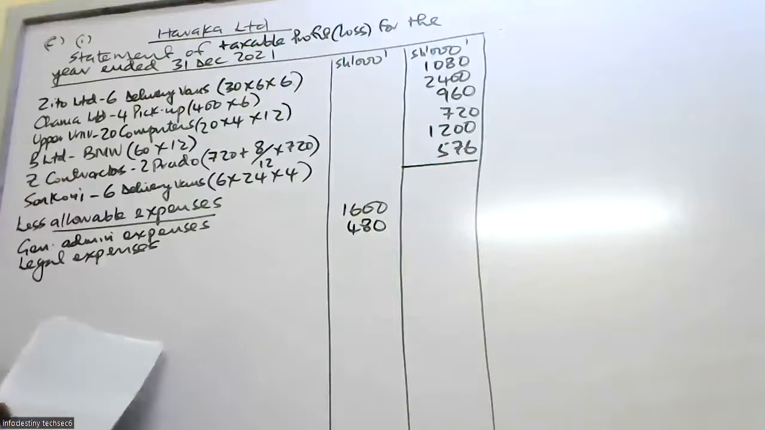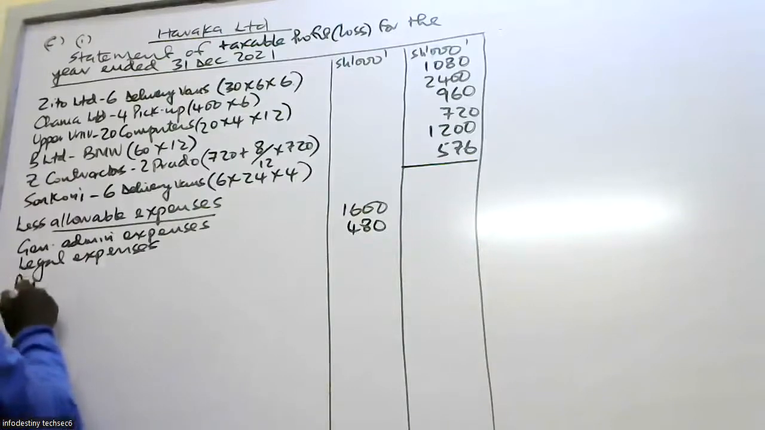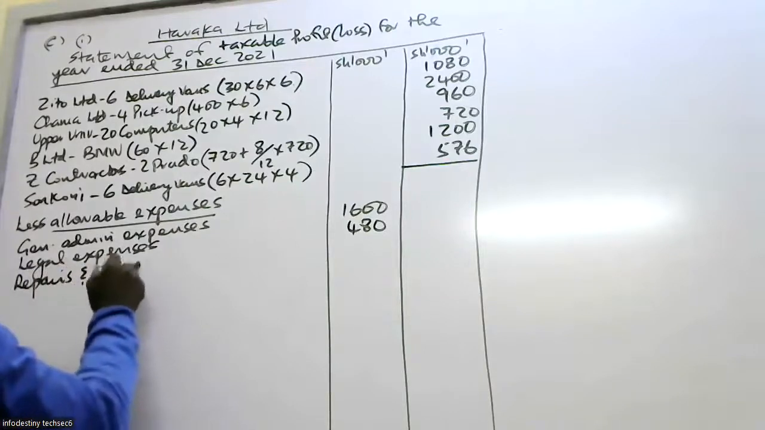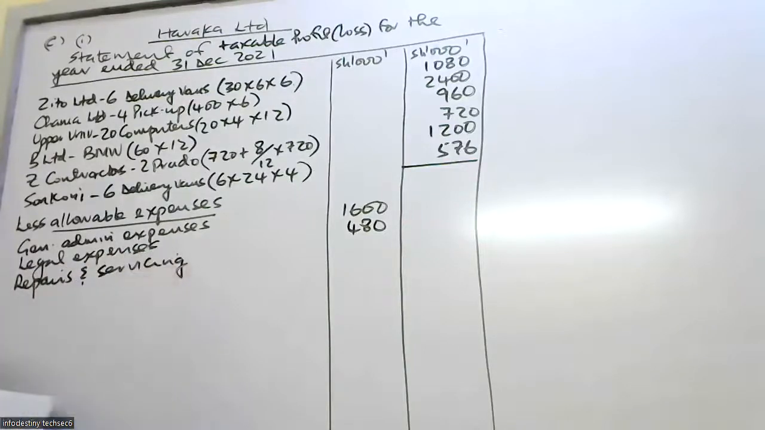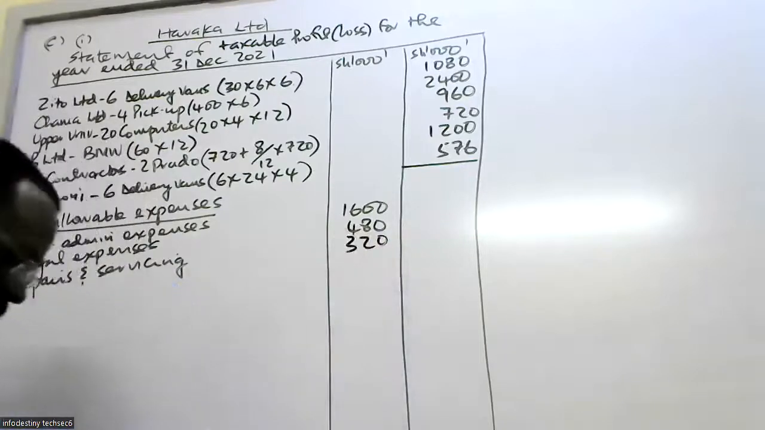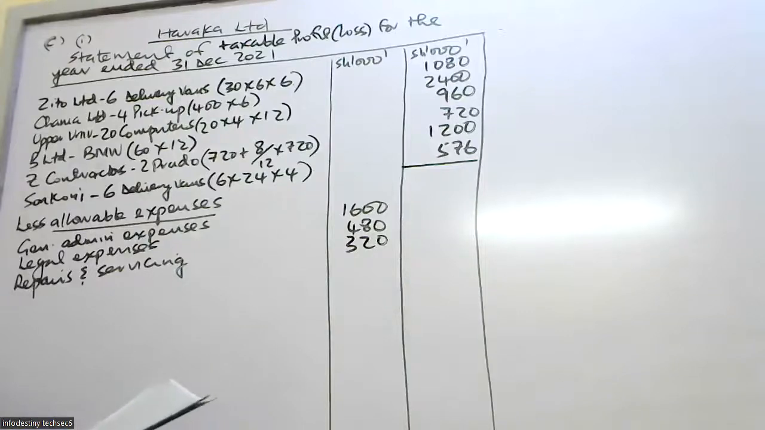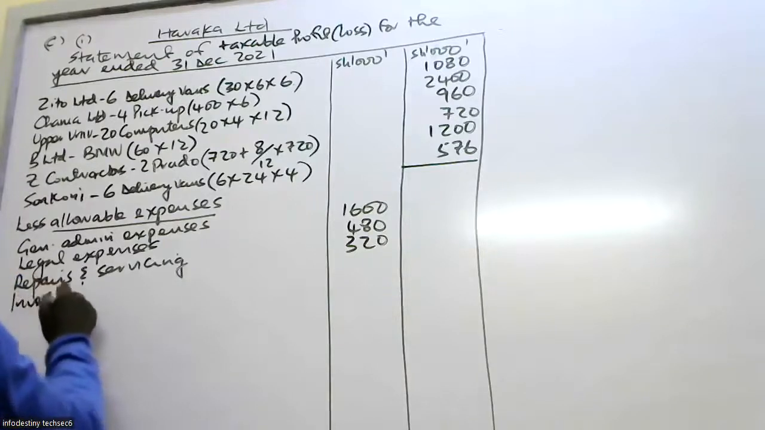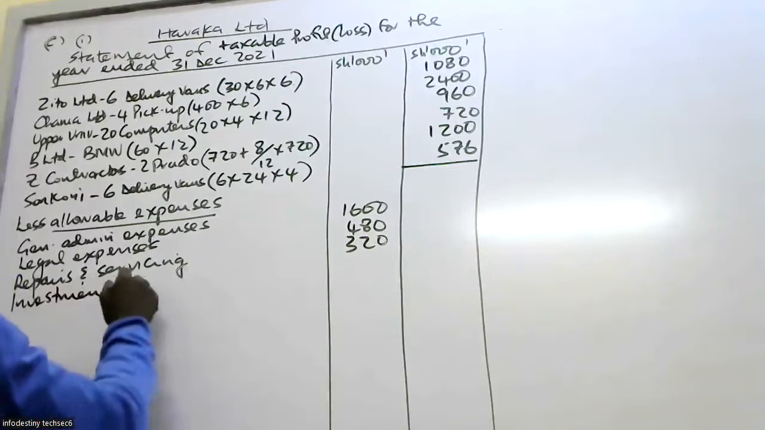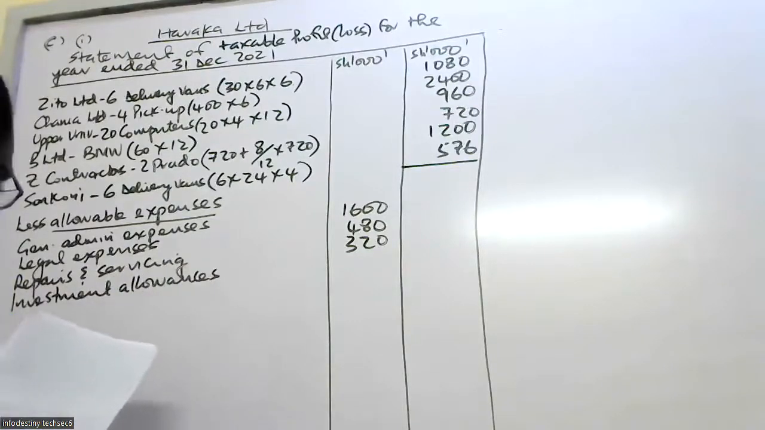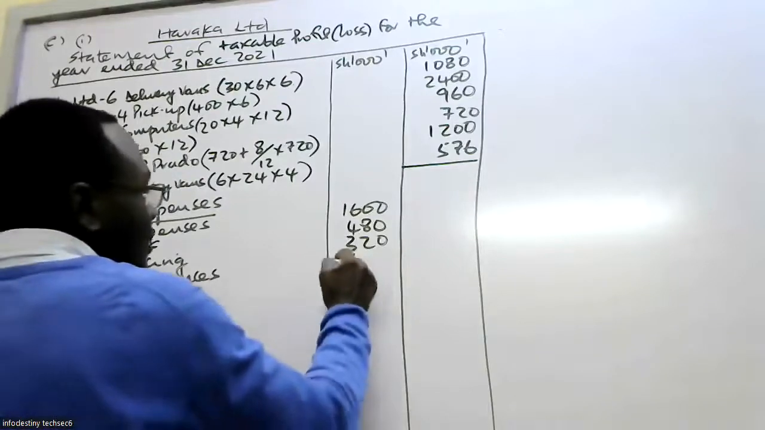Then you have repairs and servicing. Now repairs and servicing is 320. Note 3, investment allowances have been agreed. So you bring in investment allowances agreed. Investment allowances have been agreed at 620.